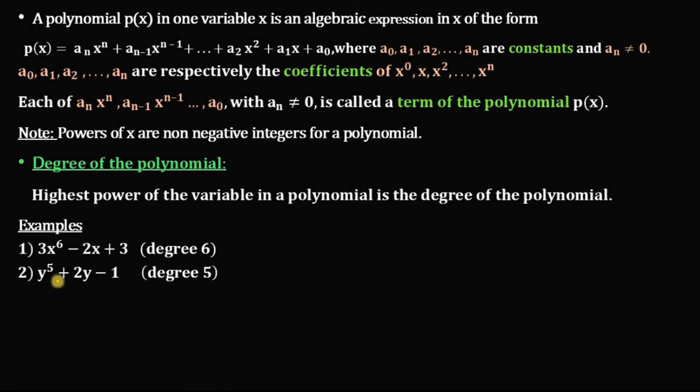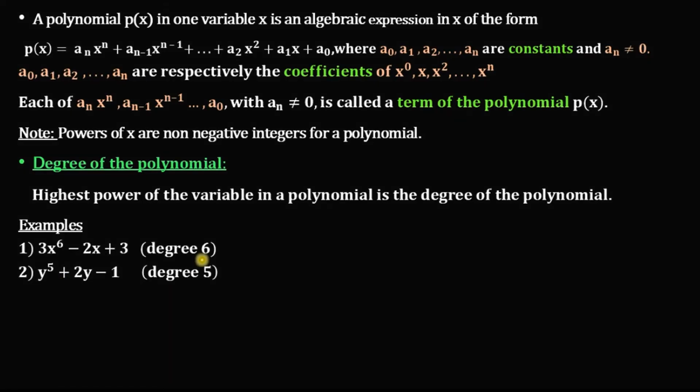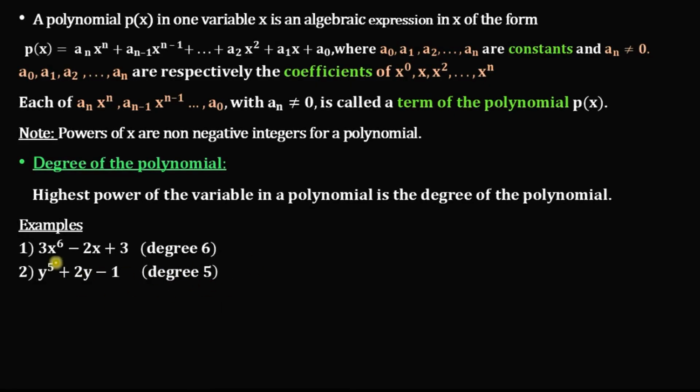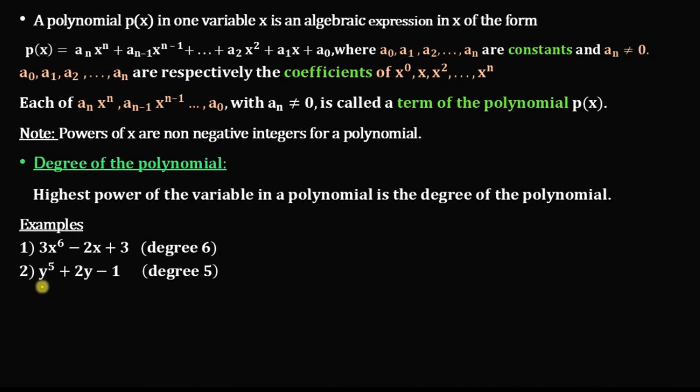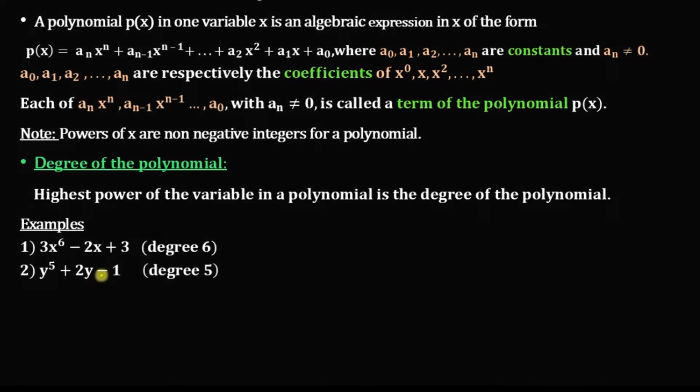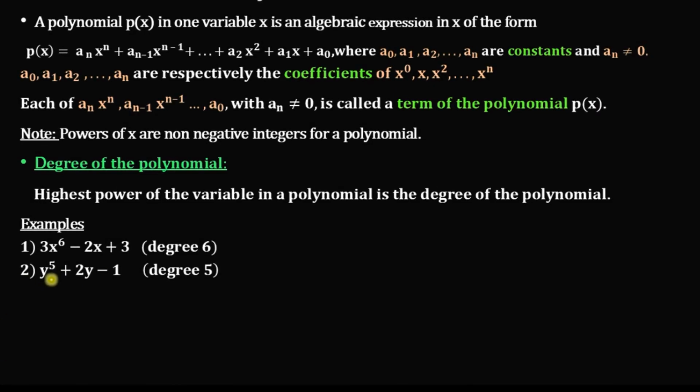Now, the second one, what is the degree? y raised to 5 plus 2y minus 1, whose degree is 5. That is the highest power, that is 5 here. This is also a polynomial since a_n is not equal to 0. What is this a_n here? Here a_5 is not equal to 0. This is a polynomial in variable y. Okay.